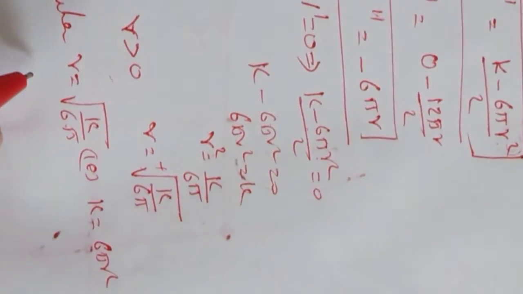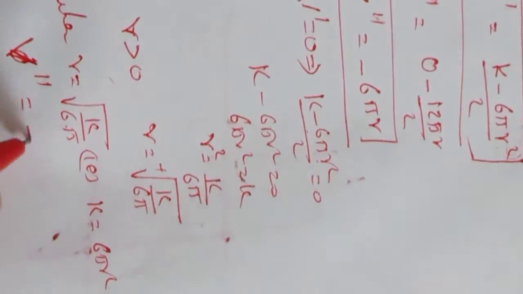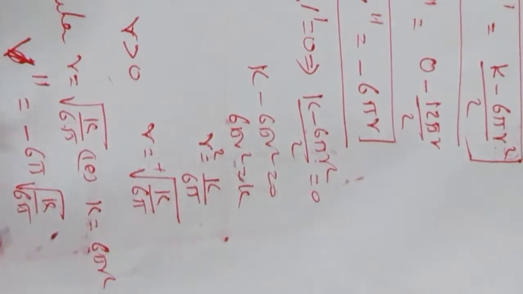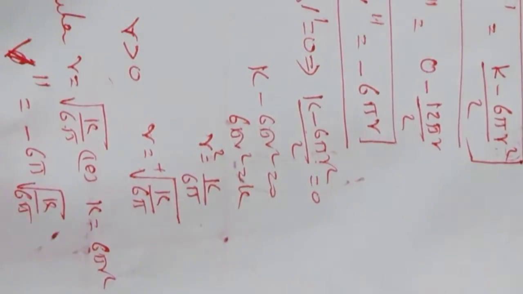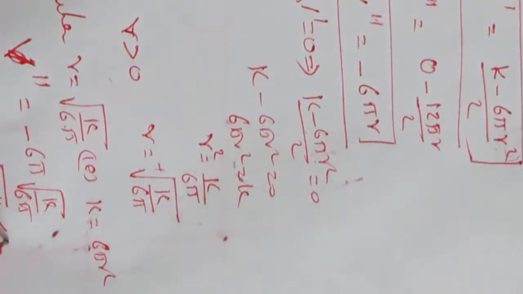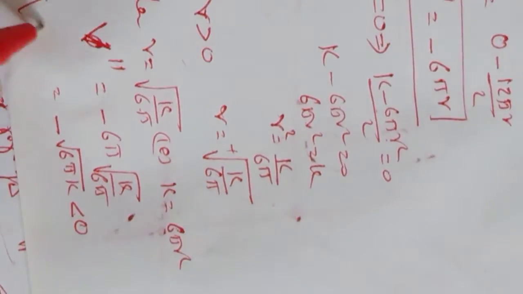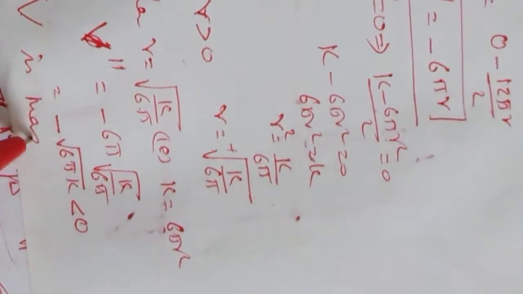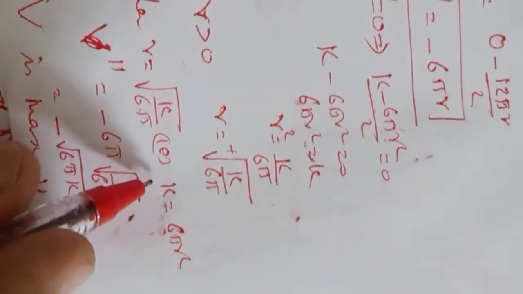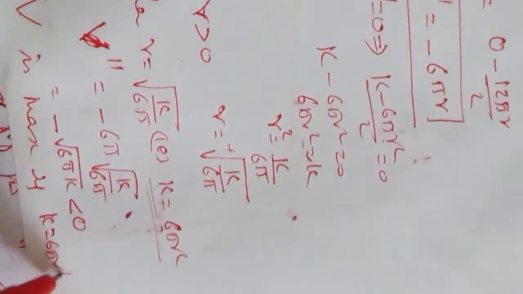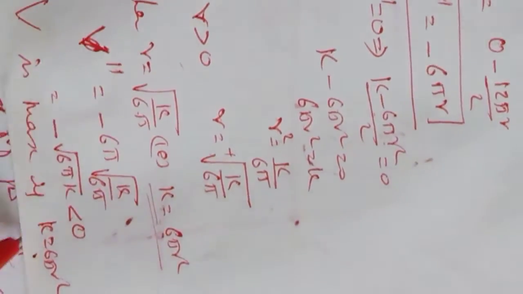So your second derivative, namely v double dash, is minus 6 pi into root of k by 6 pi. So that is minus root of 6 pi into k, which is negative, and this ensures that v is maximum if your relation of r and k is equal to this. You can write either this or that, both are the same.